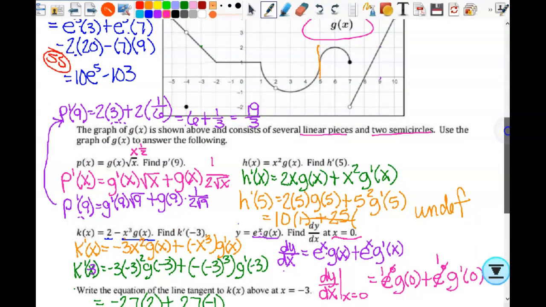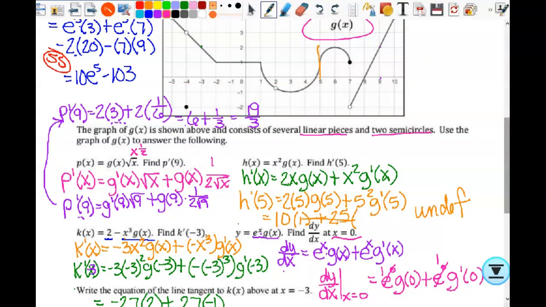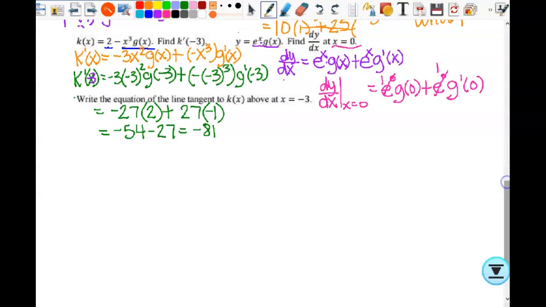And what's g prime of 0? 0. Because it's the slope of this line. The slope of the line is 0. So g of 0 is 1 plus 0 is 1. Okay. Any questions about where anything came from? Don't be afraid to ask. Questions, better? No? We good?